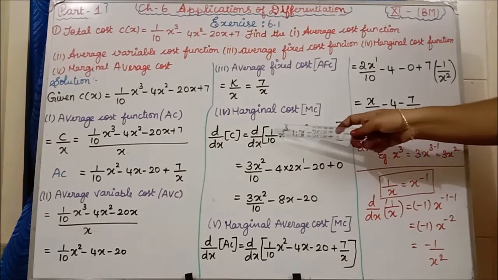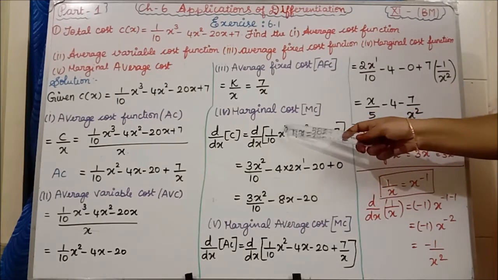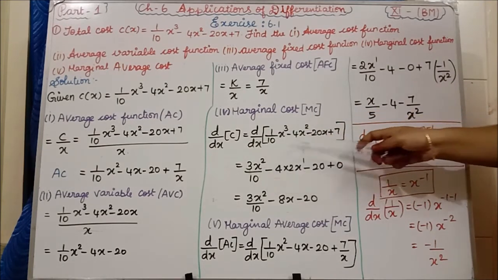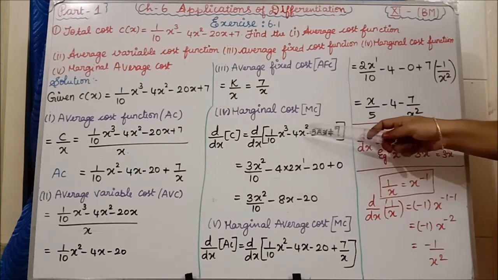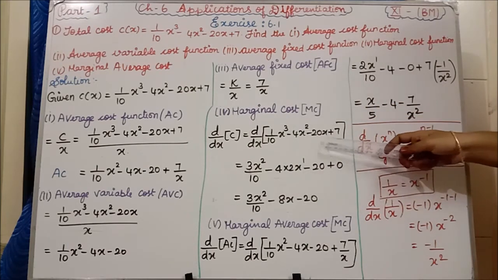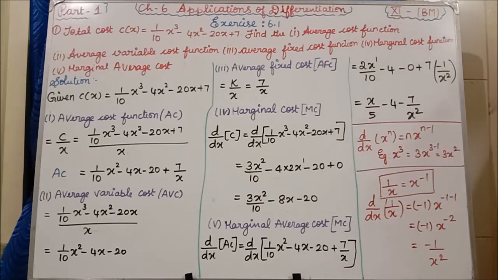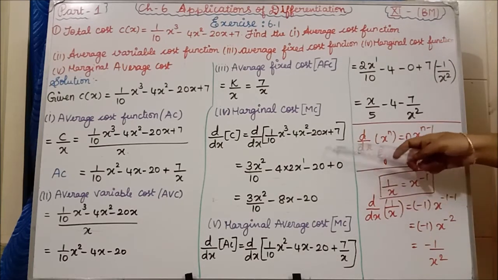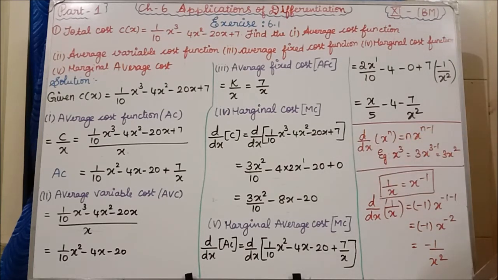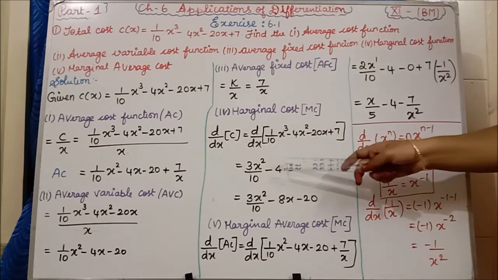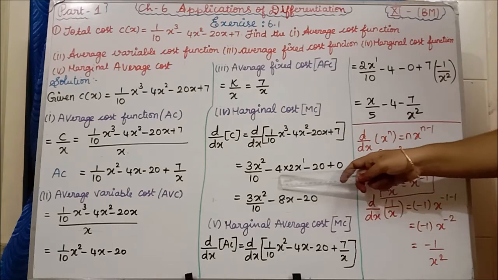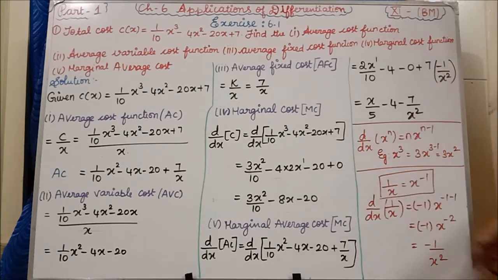Now 1 by 10, I am writing this 3x square minus this 2, it comes to this side, 4 into 2x power 2 minus 1 is 1, minus 20x. If you differentiate x we will get 1, so 20 into 1. 7 is a constant; if you differentiate a constant we will get 0. So 3x square by 10, 4 twos are 8x, minus 20. This is the marginal cost value.